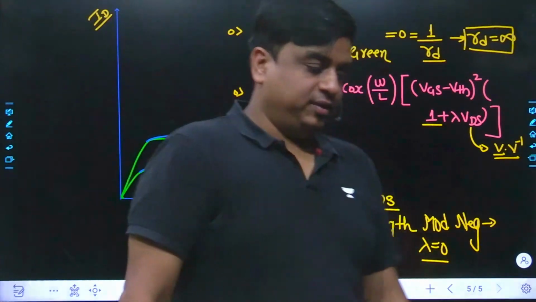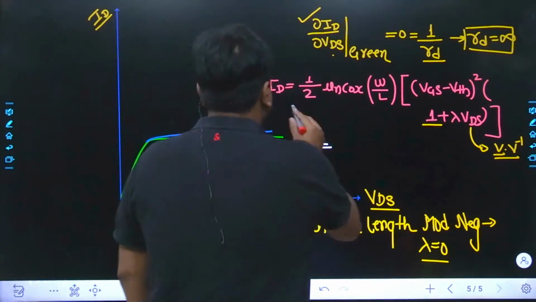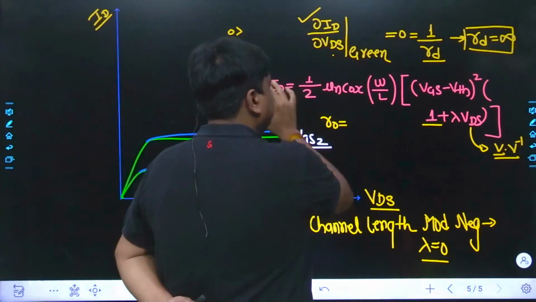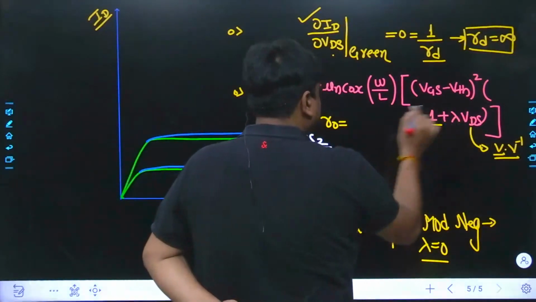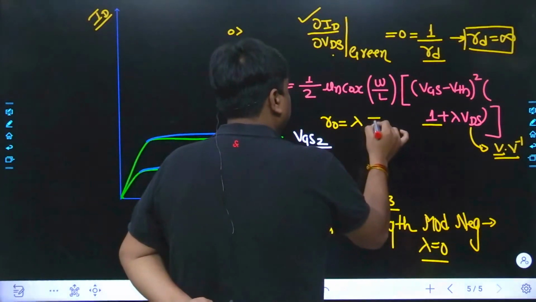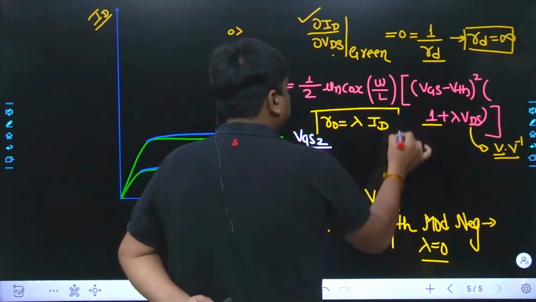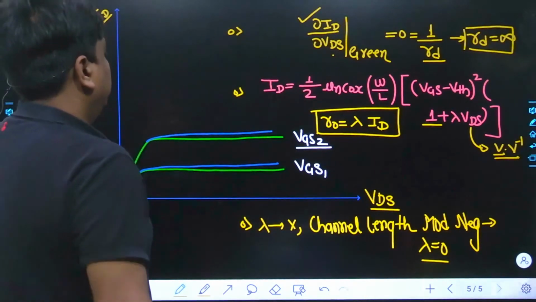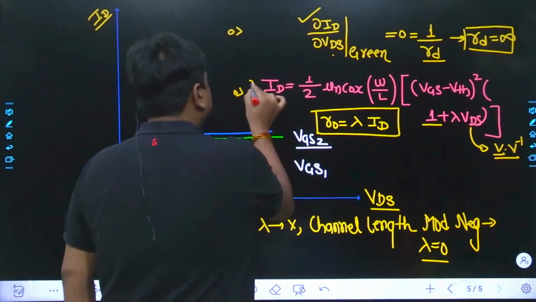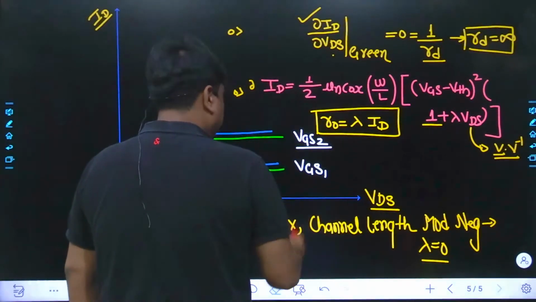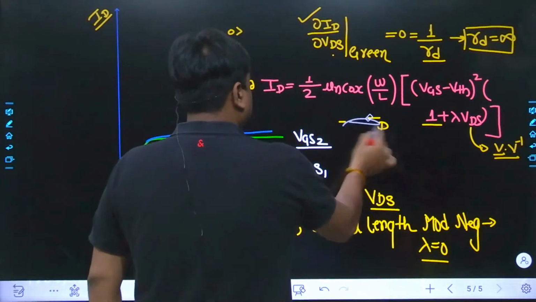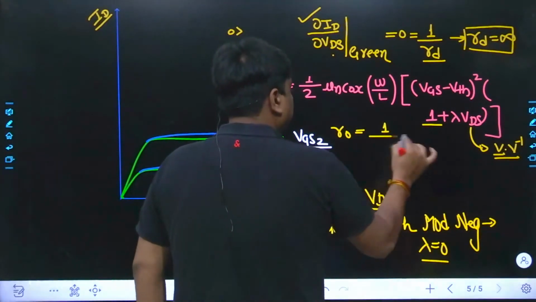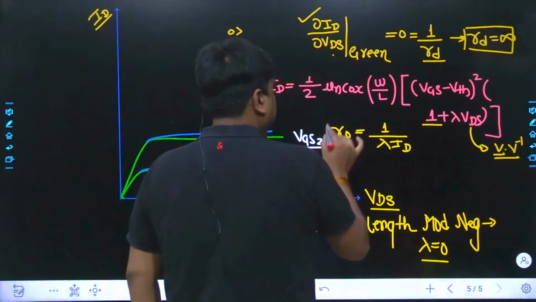Okay, I'll take that as well. So from here I can at least say what R0 or RD is going to be. Once you take its differentiation, only the differentiation will take place over here, and it becomes lambda times ID. Sorry, once you take differentiation with respect to VDS, it would be 1 upon R0. So I can say R0 is supposed to be 1 upon lambda into ID.